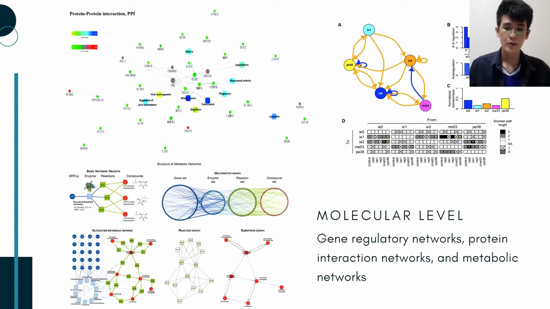Okay, now you can see there are a few pictures. Actually, there are three pictures. First is protein-protein interaction, also known as PPI. This uses graph theory. And then as you can see on the right there is a gene regulatory network. This also uses graph theory. And the last one is the metabolic networks, as you can see at the bottom left. All of this uses graph theory.